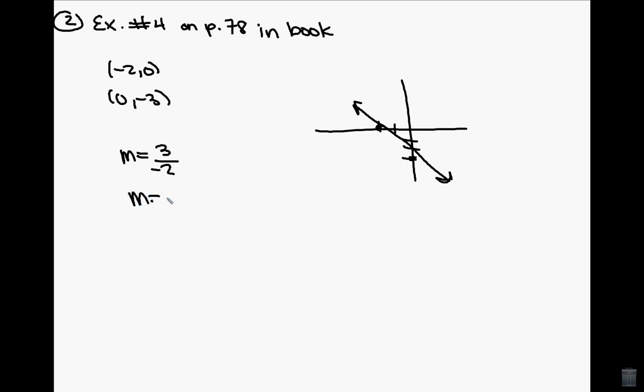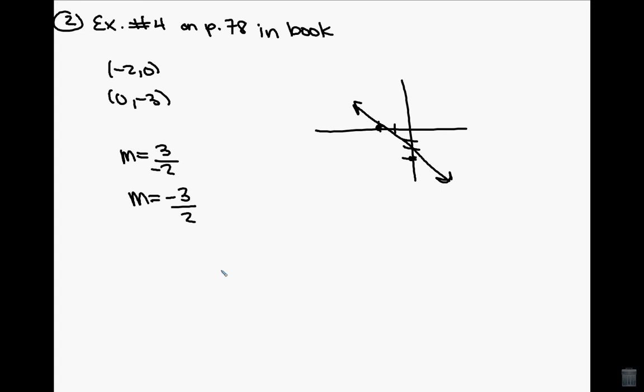Normally, you try to keep the negative on top. It's just easier that way. Some calculators won't work with it in the denominator. So -3/2 is the slope of number 4 on page 78 in your book. Again, you can use the slope formula if you'd like, or you can start from here. If you count, we went down 1, 2, 3, which would be a -3, and right 2. So either way, you're going to get the same answer.